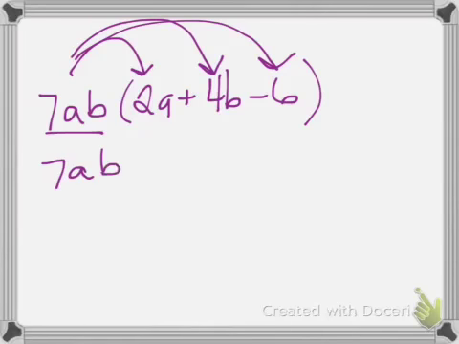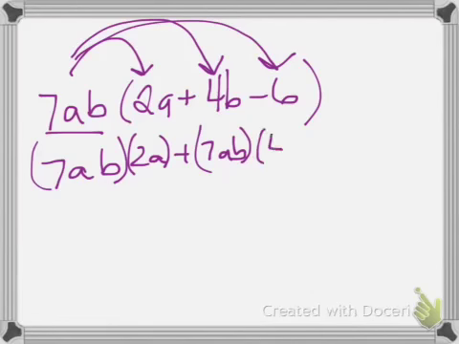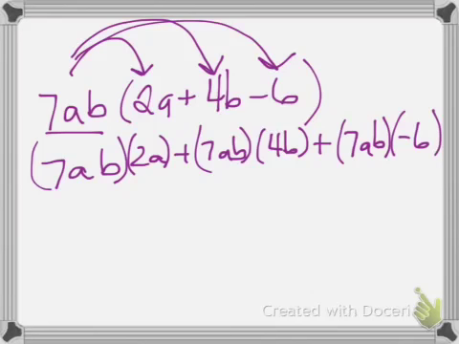You'd have 7ab times 2a plus 7ab times 4b plus, no, minus, no, 7ab times negative 6. Right? Yeah. Okay? Because it's a positive 7ab.